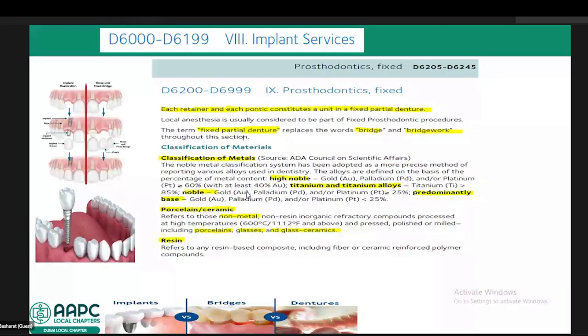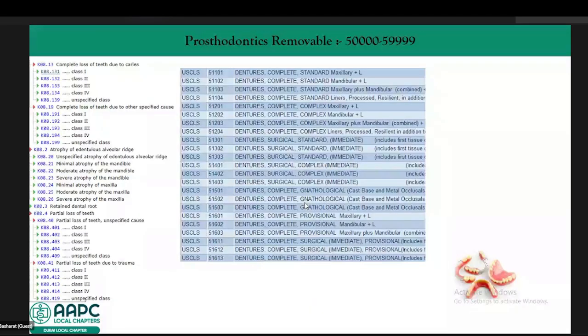Then again for the implants, we have this fixed prosthodontic, each retainer, and this is almost the same slide. So this is about the Abu Dhabi Canadian dental codes. Again we have different denture codes, complete and partial, and again what material is used. For the maxilla and mandible, it is very important to know which arch, because for each arch, maxillary or mandibular, there is a different code. Whether it is partial or complete, there are a lot of codes.